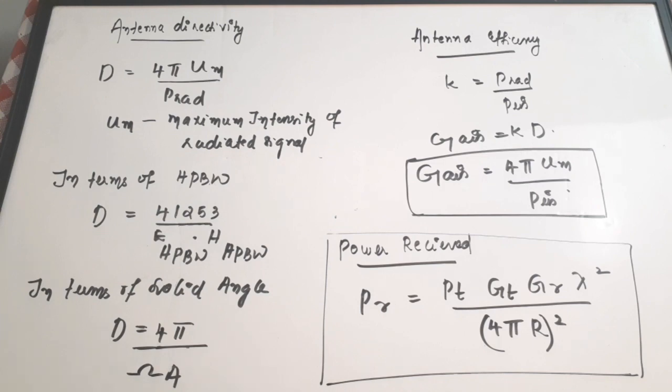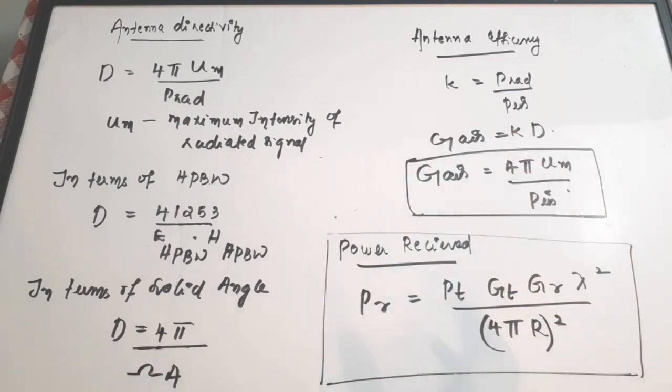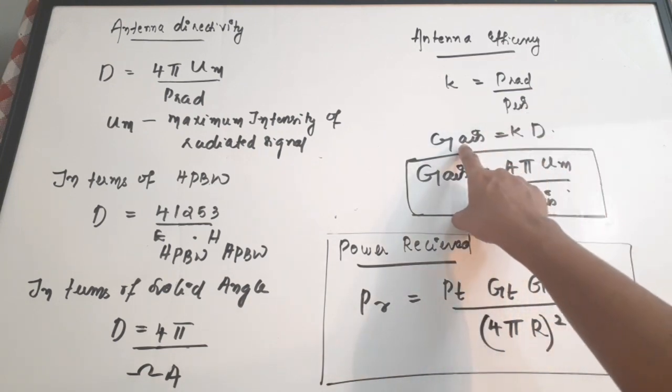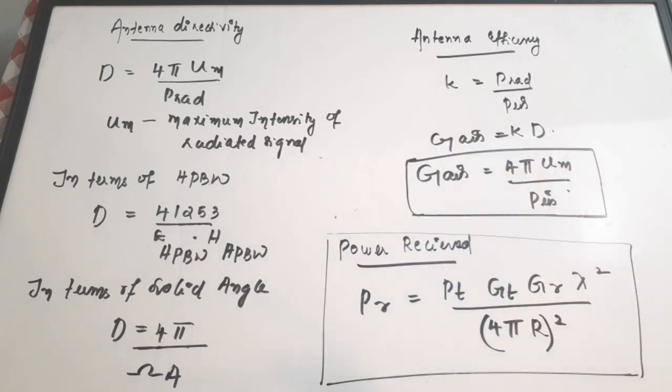Okay. Now in terms of directivity and efficiency, you can represent gain as gain is equal to efficiency into directivity. That is, how efficient it is in radiating the signal, combined with how directive it is, or how concentrated the energy is towards a particular direction or angle. Okay, so that is the equation. Gain is equal to K, which is efficiency, into directivity.